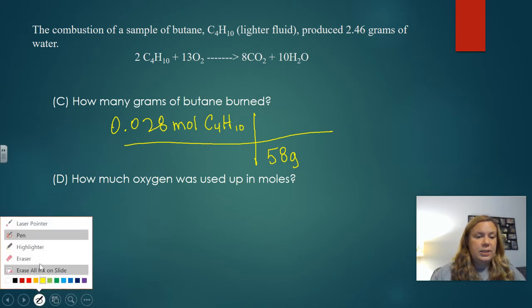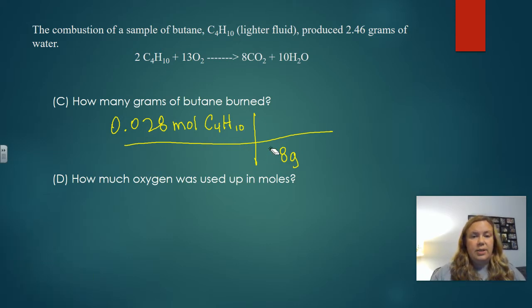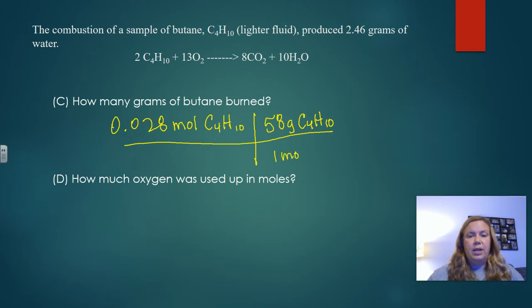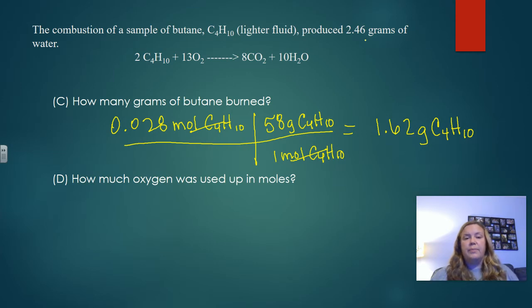I got so excited about writing that 58. Let me erase this really quick. Grams, of course, goes on top in this scenario. All right, so we have 58 grams of butane for every 1 mole of butane. So we're just going to be able to cancel moles, and we're just going to multiply across. We take 0.028 times 58, and we get 1.62. So that will be 1.62 grams of butane that's going to produce 2.46 grams of water.